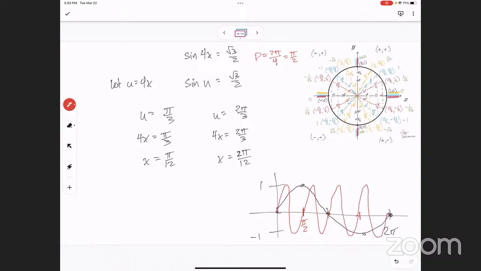How many times did it complete a cycle in the normal amount of 2 pi? It completed it 4 times. You get what I'm saying? So how many answers? If I normally would have had 2 answers, now I have really how many answers? I have 4 times that, which is what? 8.